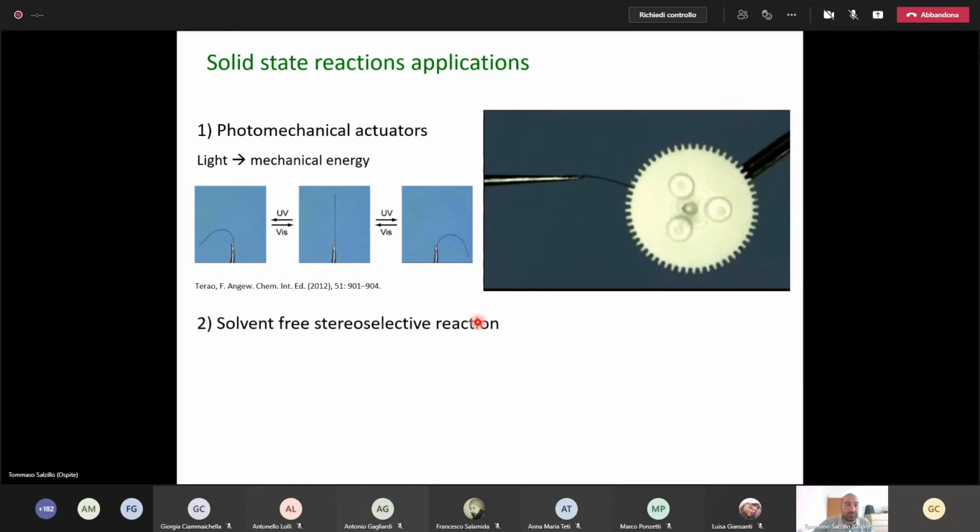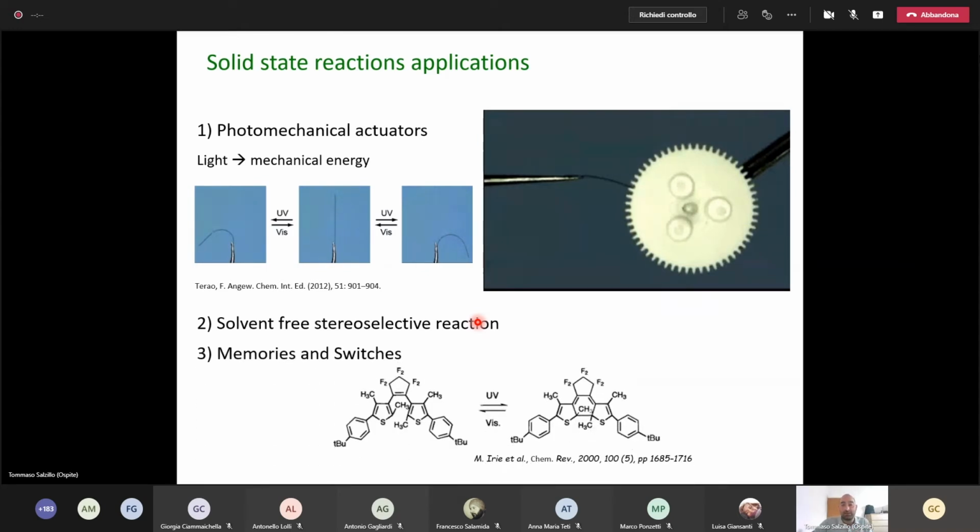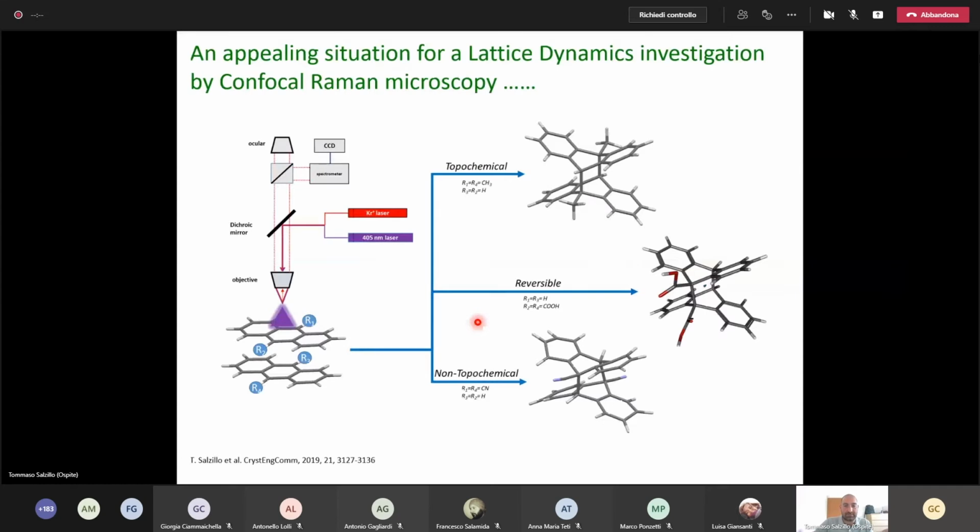Other applications for the solid-state photoreaction are solvent-free stereoselective reactions, and if you do synthetic chemistry, you can understand it's very good to have the molecules frozen in the solid state so they cannot move. And then the last example that I'm reporting here is the use of this solid-state photoreaction as memory and switches. So this was one of my interests during my PhD thesis, and I'm still studying this system.